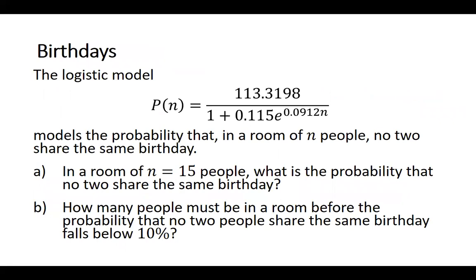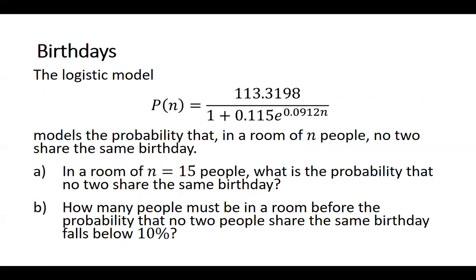So let's do a fun one with this. Birthdays. Logistic model P of n is equal to 113.3198 divided by 1 plus 0.115 times e to the 0.0912 n. Models the probability that in a room of n people, no two share the same birthday.